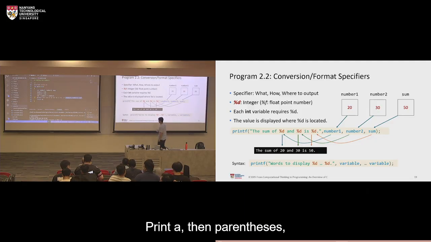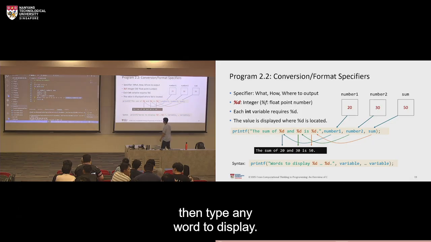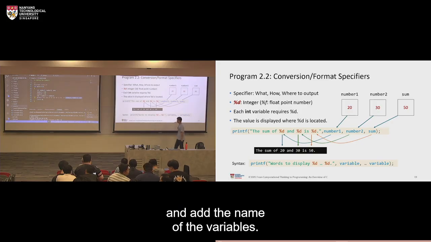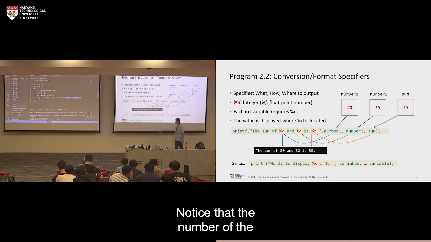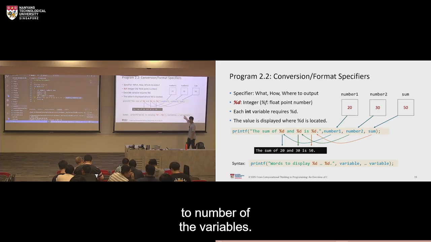So this is the syntax. Printf, then parenthesis, double quotation mark, then type any word to display. Then add these specifiers and add the names of the variables after this quotation mark. So notice that the number of specifiers exactly matches the number of variables.